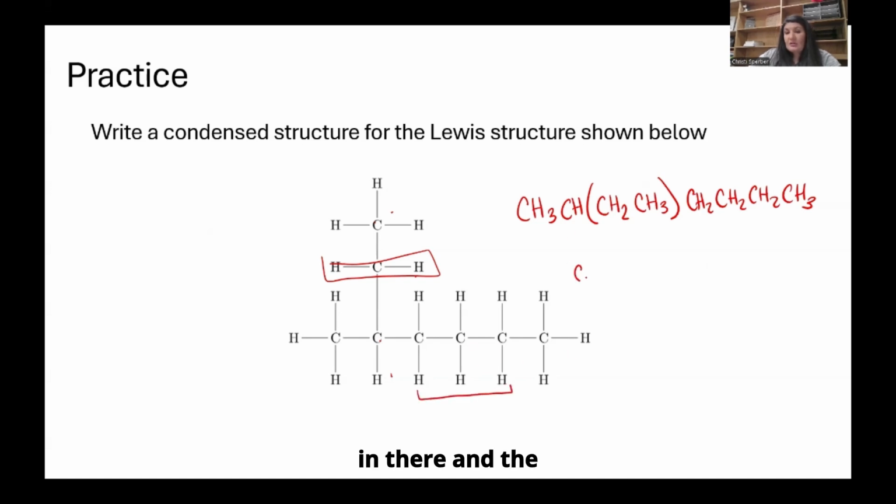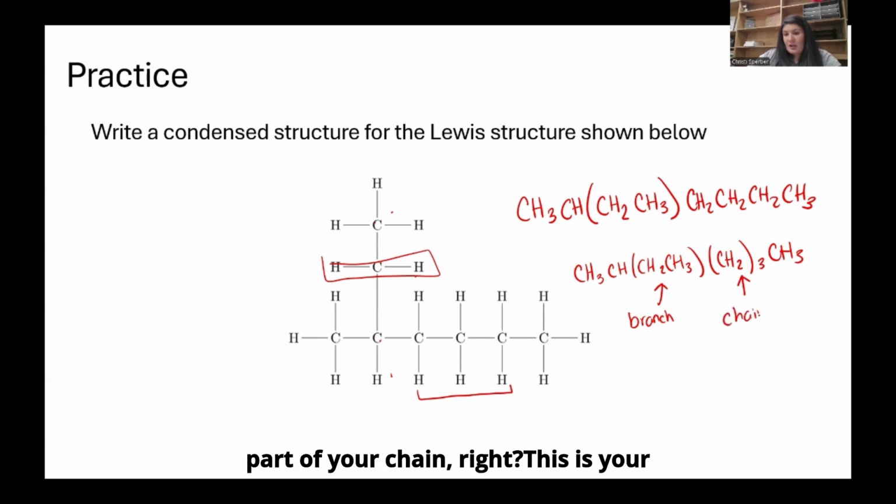You can also write it as CH3, CH2, CH3, (CH2)3, CH3, where this is your branch and this is part of your chain, right? This is your (CH2)3. Either one works. You just have to make sure you remember that the branch and your chain parentheses are different.